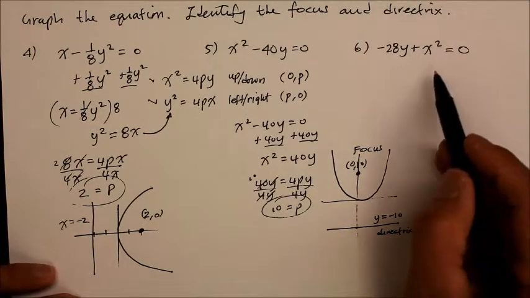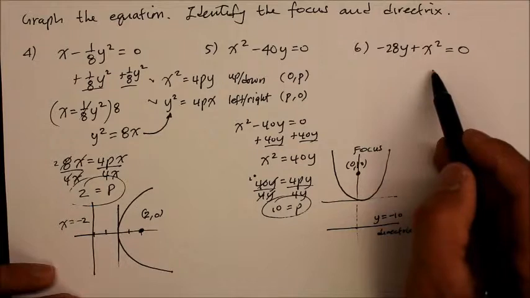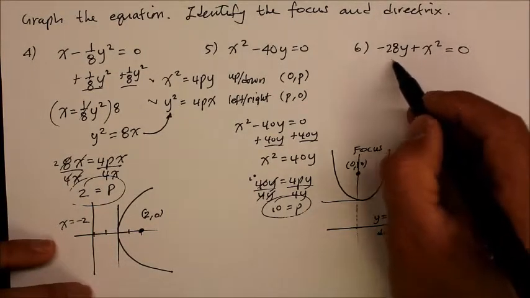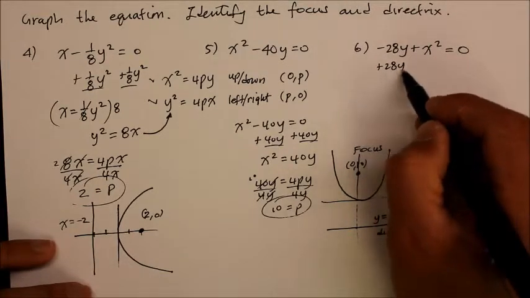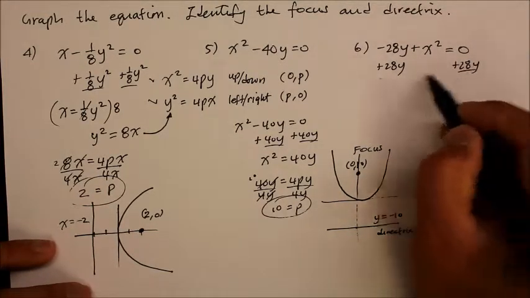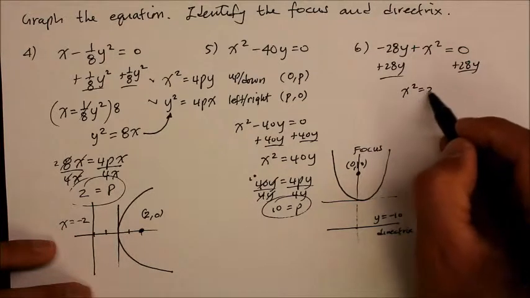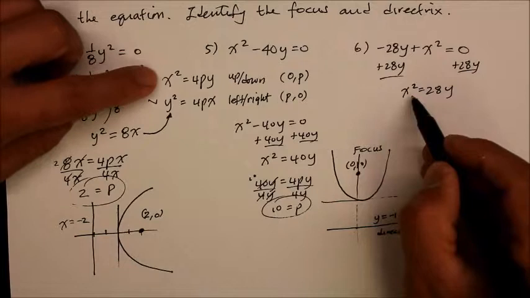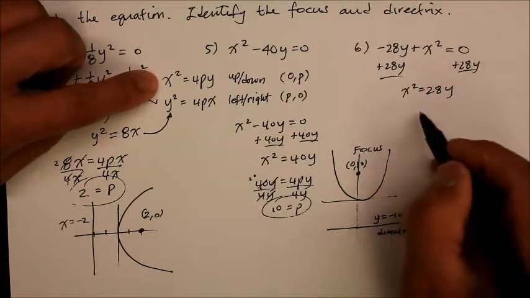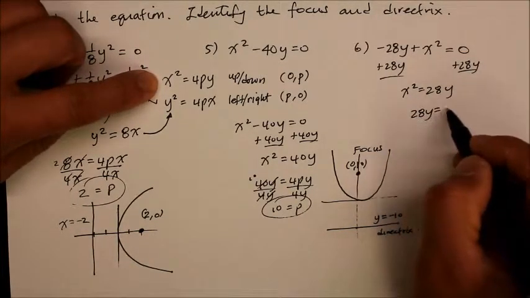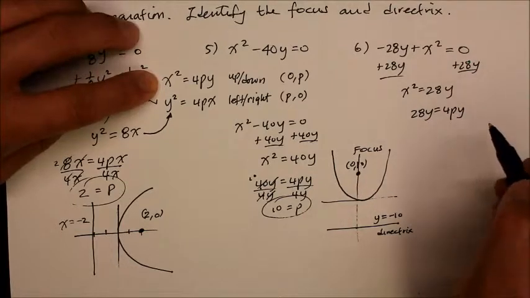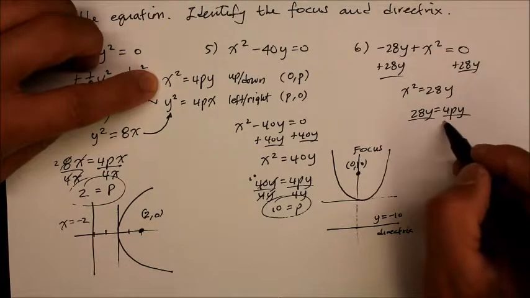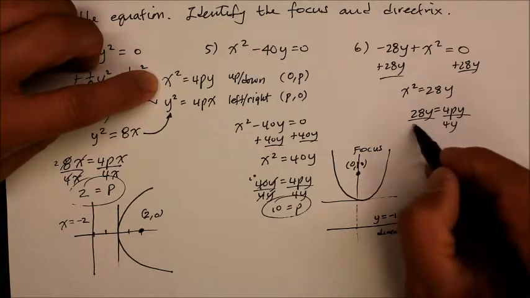Why don't you bring it home and do this one on your own totally? Alright. So you said, I'm going to move the 28y over by adding it to both sides. So I end up with x squared is equal to 28y. I know what x squared is, so I'm going to substitute it into this standard form. So you get 28y is equal to 4py. I'm going to solve for p. To find the coordinate of the focus, divide both sides by 4y.